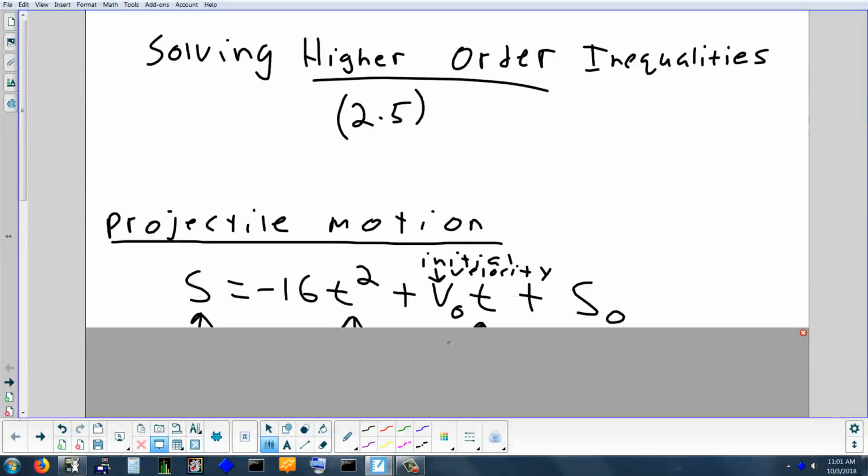So we're going to start with a formula we've had before. And I know this isn't an inequality, but I can easily make it one by changing the equal sign to a less than or greater than. Okay, so we're going to do something with this as an inequality. So this is the formula for projectile motion. I don't remember what section, but if you want to copy it down again, you can.